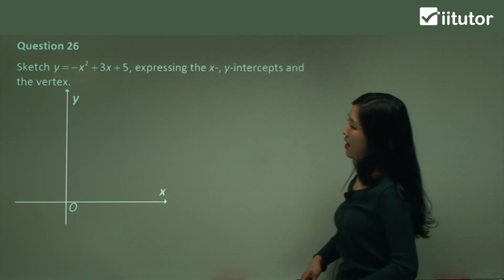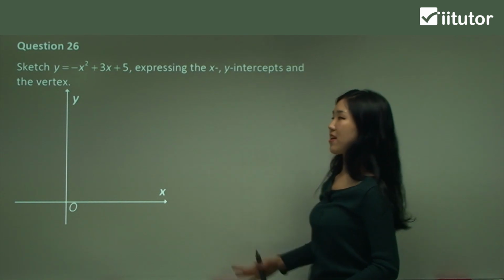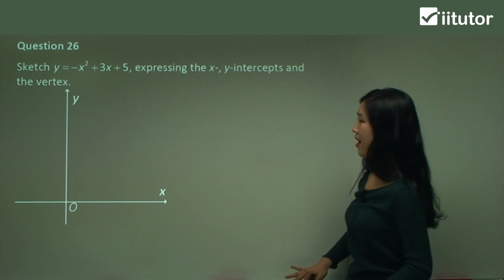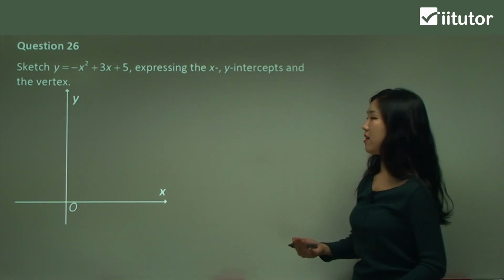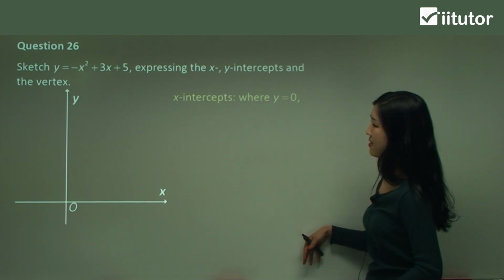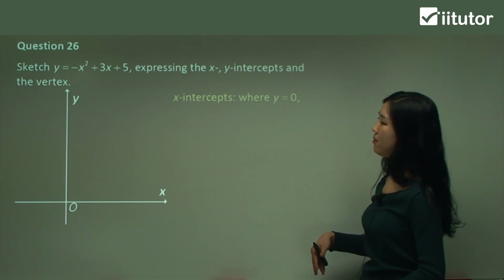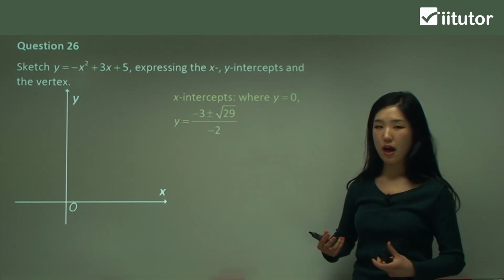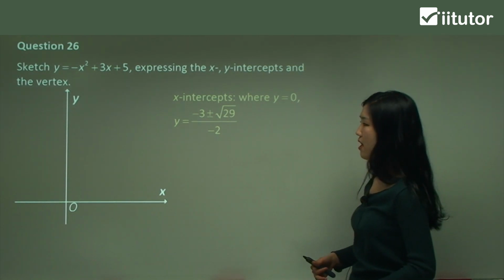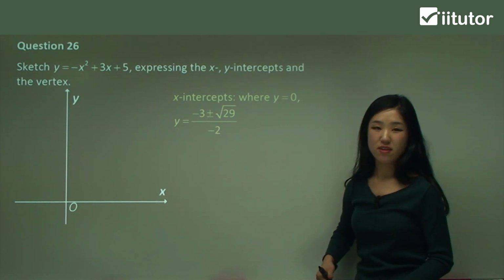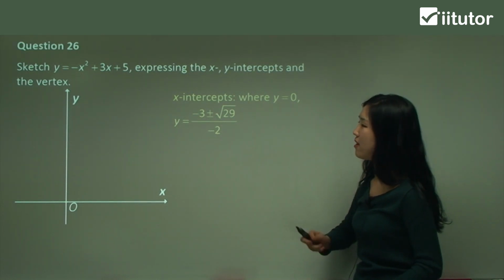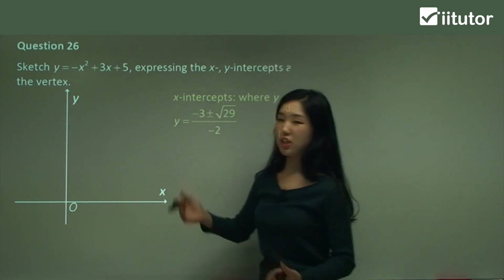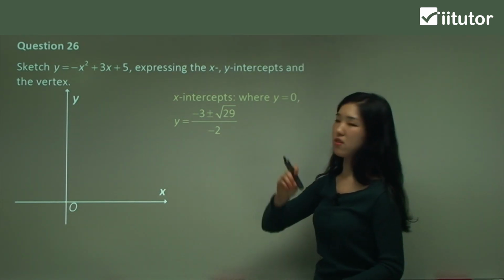Question 26 says, sketch y equals negative x squared plus 3x plus 5. Okay, so I'm going to do our usual thing, start by finding the x-intercepts. So sub y equals 0, and what I'm doing here is actually using the quadratic formula, as you can see, and that's because it doesn't factorize. Okay, I can tell you that now, it doesn't factorize because, well, first of all, what I would suggest you do is get rid of the negative.